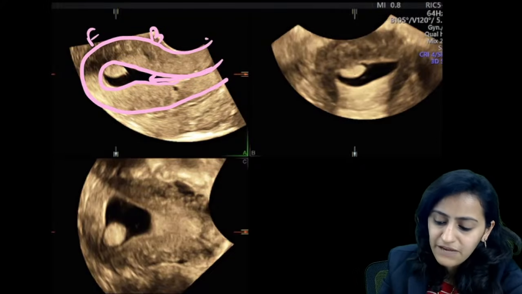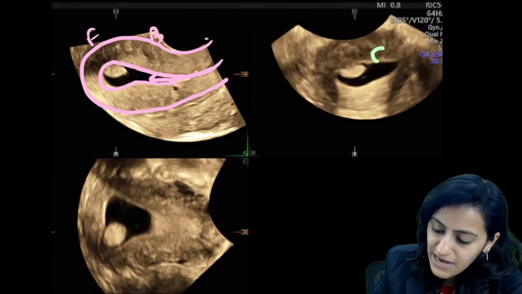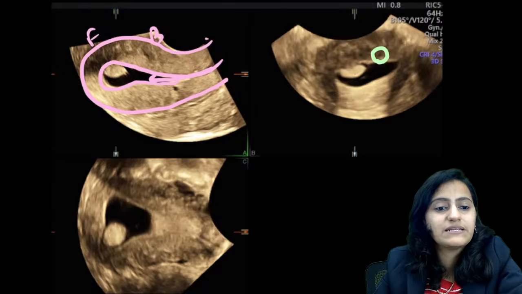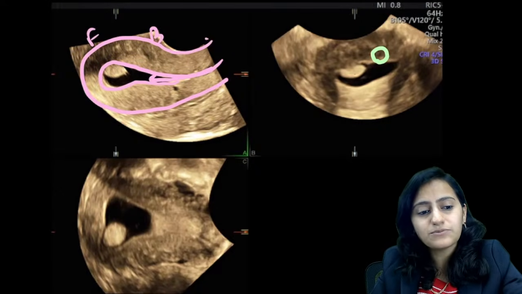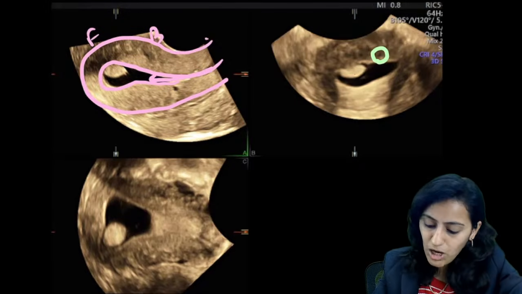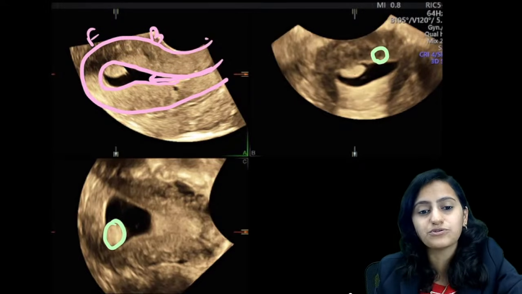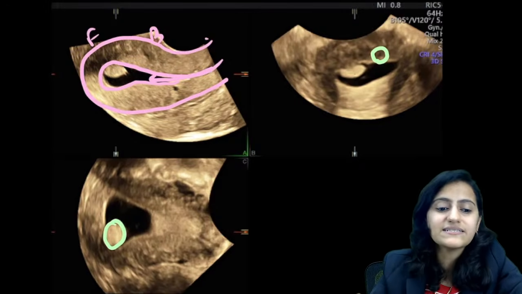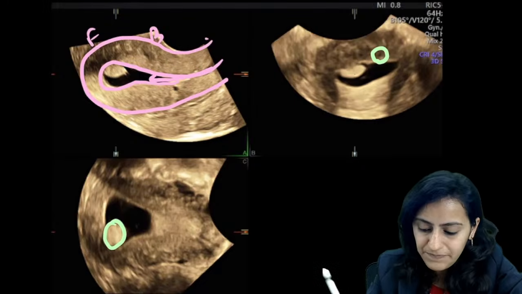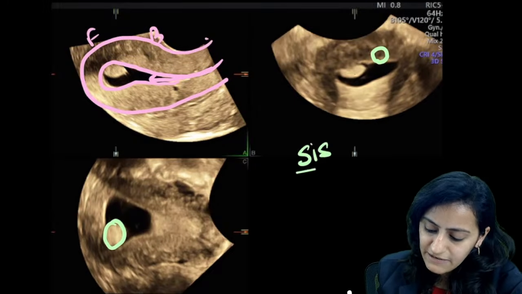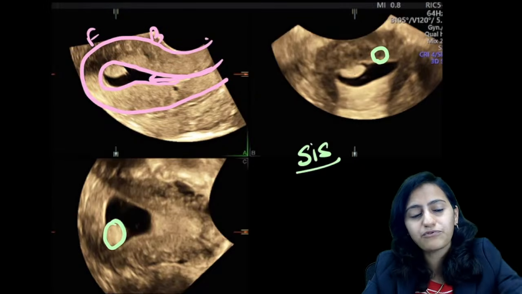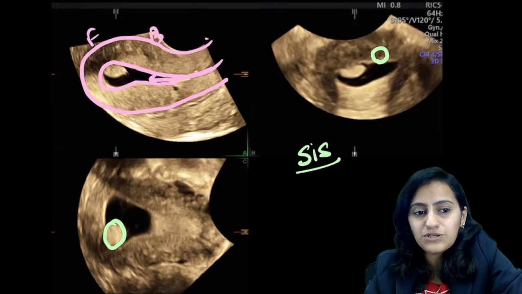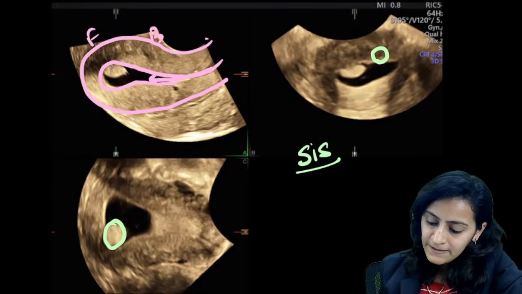If it was a fibroid, it would be outside the endometrial cavity. It would not be within the endometrial cavity, right? So this one is endometrial polyp on saline infusion sonography, which is within the distended endometrial cavity, right? So remember that saline infusion sonography is a good investigation to differentiate polyp from fibroid.